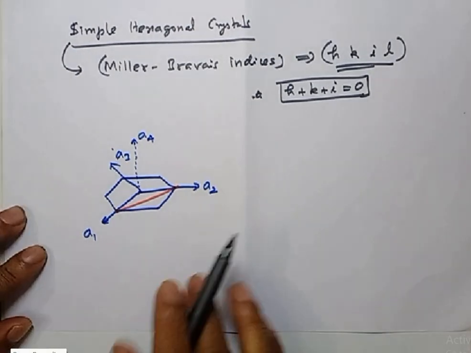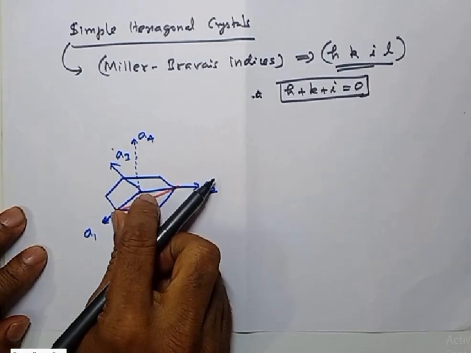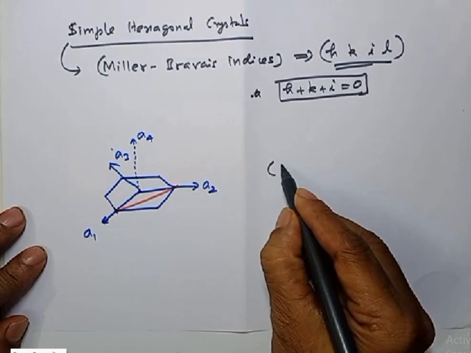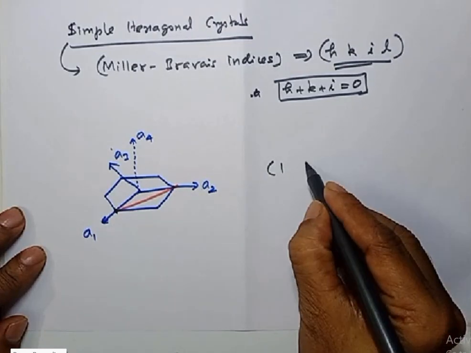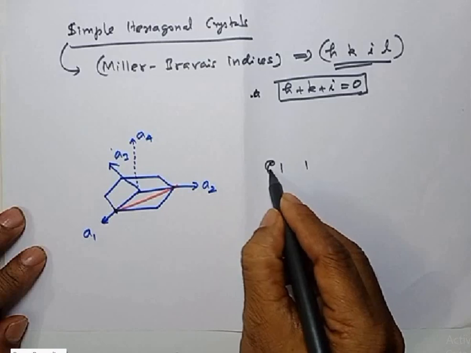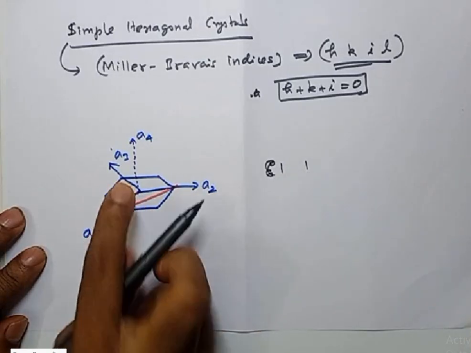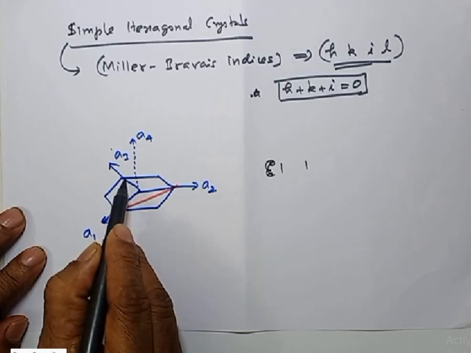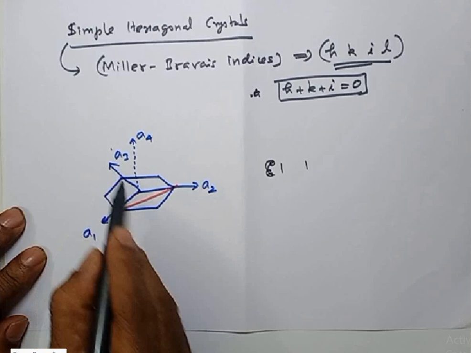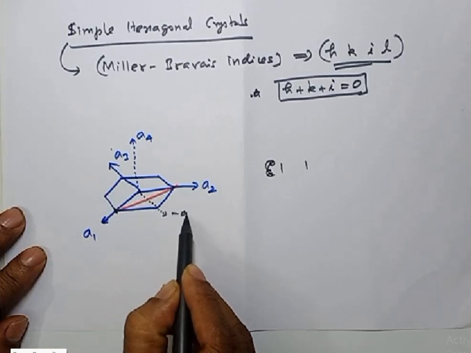See, it cuts the A1 axis in unit length. So I'll take that unit length as 1. It cuts the A2 axis in unit length, so 1. Then it cuts the A3 axis. This is actually the positive side for A3, and this is the corresponding negative side. This is minus A3.